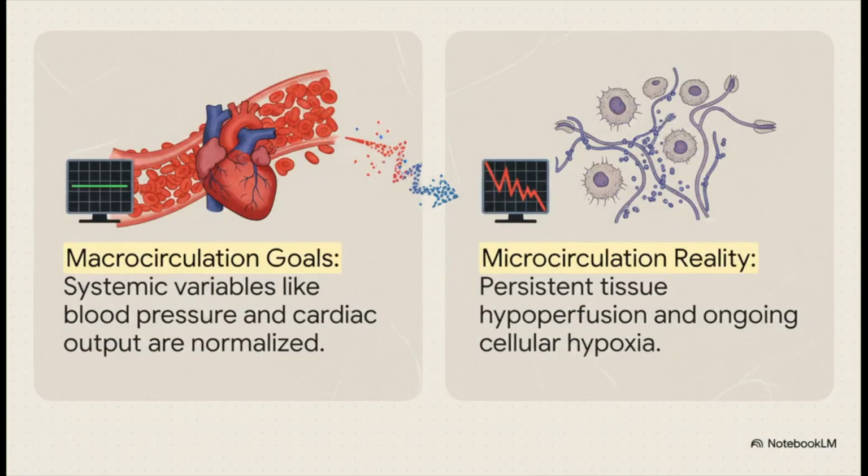This slide just lays out the problem so perfectly. On the left, you've got our goals, right? We're high-fiving because we hit a MAP over 65. But on the right is the grim reality for the patient's cells during incoherence. They're still facing hypoperfusion, they're still not getting enough oxygen. It's like we've tuned up the engine, but the fuel line to the cells is totally clogged.